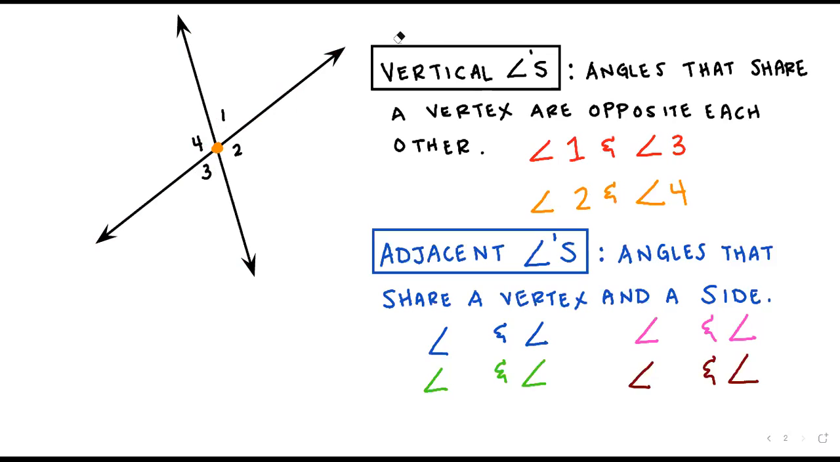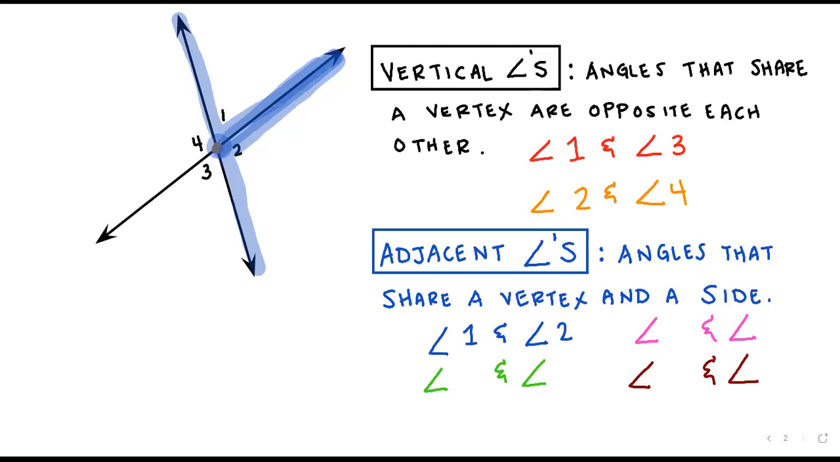Okay, adjacent angles. Adjacent angles are angles that share a vertex and a side. That means that they're next to each other. They share a side. So you can see we're gonna start with angle 1. Angle 1 right here is sharing the side with angle 2. You can see right here, they are sharing this side, and they also share the same vertex. So that will make them adjacent. Angle 1 and angle 2 are adjacent.